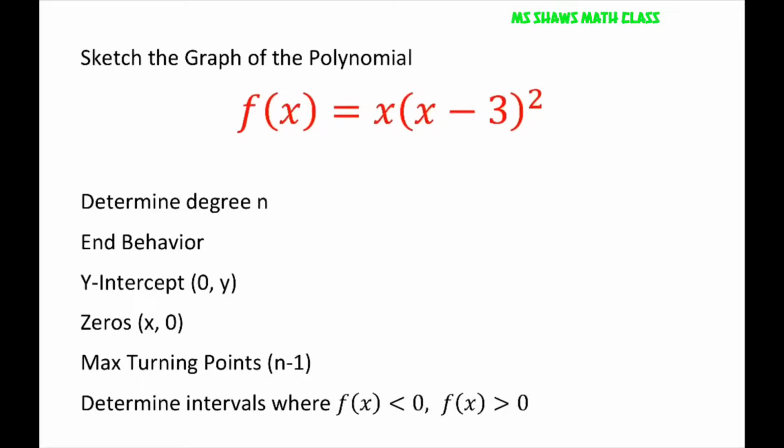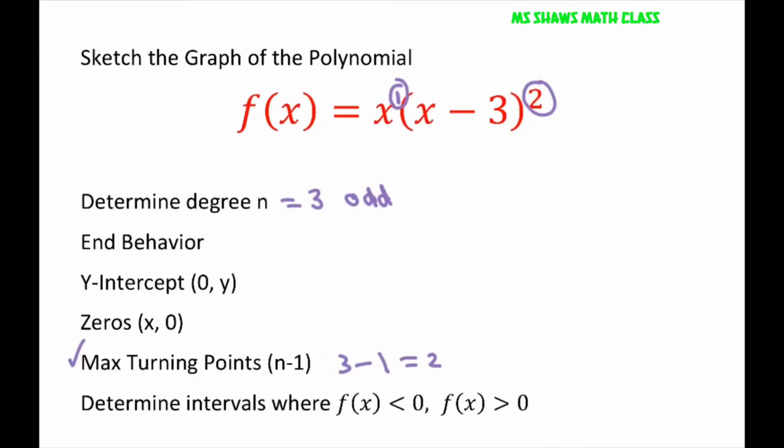Hi everyone, we're going to sketch the graph of this polynomial. Let's fill out some information first. The degree of the polynomial, since this is not in standard form, we can just add: this is x to the first power, so we're going to add 1 plus 2. So our degree is 3, which is an odd number. And our maximum turning points would be 3 minus 1, which equals 2.